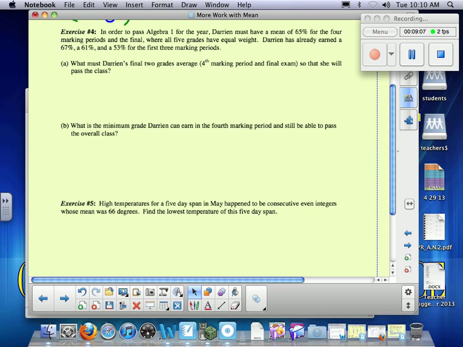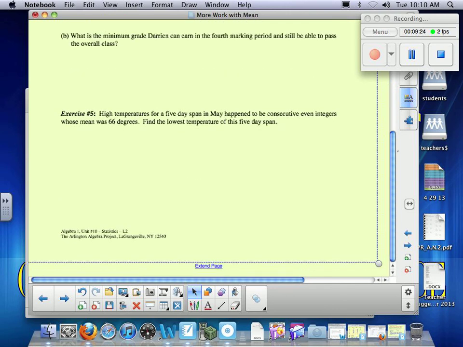I'd like to skip number 4. It's the same idea, but this time we're just trying to get a 65. We're just trying to pass. But I'd like to move to number 5 because it's a slightly trickier setup. So I'd like to spend a couple minutes on number 5.